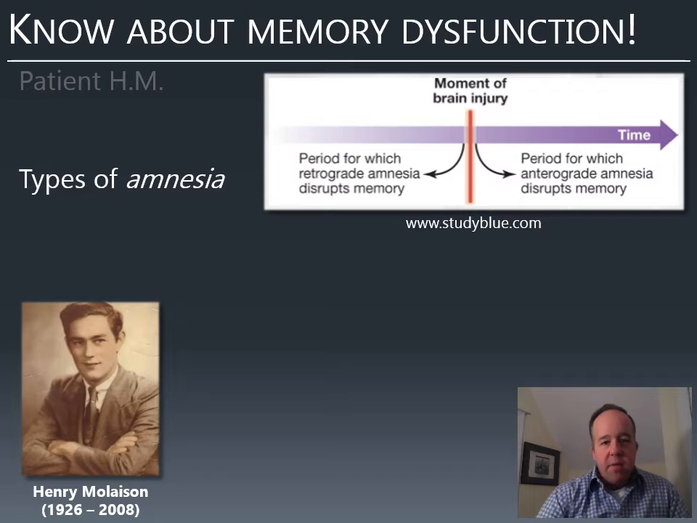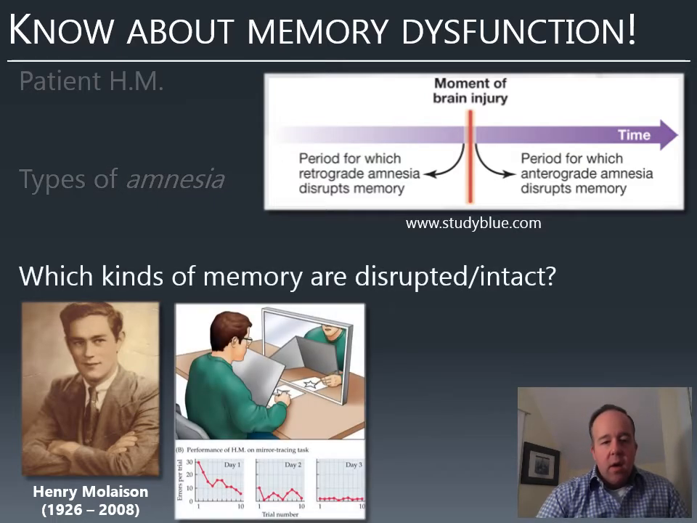And of course, HM had a form of anterograde amnesia. So know the difference between retrograde and anterograde amnesia, what those terms mean. And for HM, again, know what kinds of memory he kept, which kinds he lost. What skills, what forms of learning did he keep or lose as a result of that? Here we see the mirror tracing task, which HM could still do because it's a skill. It is non-declarative, whereas he could not remember events in his life and couldn't learn new words because those are declarative memories.